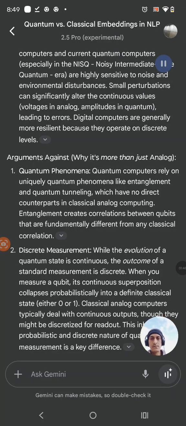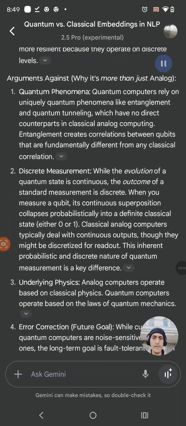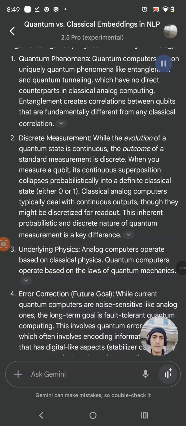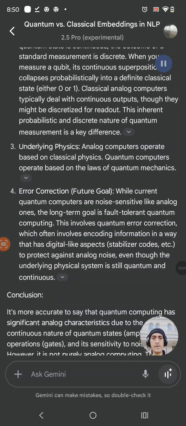2. Discrete measurement. While the evolution of a quantum state is continuous, the outcome of a standard measurement is discrete. When you measure a qubit, its continuous superposition collapses probabilistically into a definite classical state, either 0 or 1. Classical analog computers typically deal with continuous outputs, though they might be discretized for readout. This inherent probabilistic and discrete nature of quantum measurement is a key difference. 3. Underlying physics. Analog computers operate based on classical physics. Quantum computers operate based on the laws of quantum mechanics.